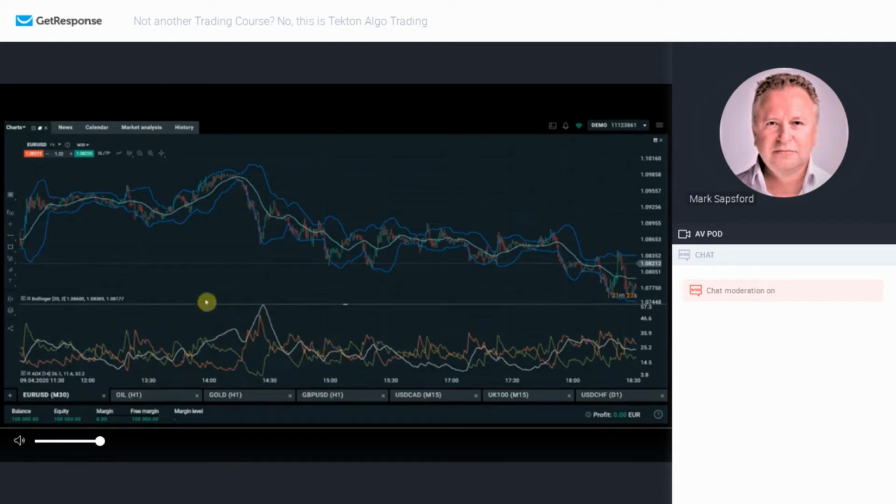And an ADX is very simple. When the market is sideways like so, the white line is very low in the graph. In fact, it's below 15 to 20.